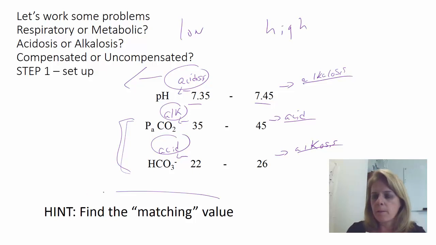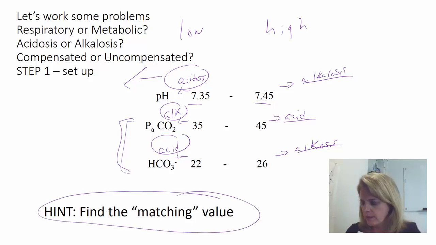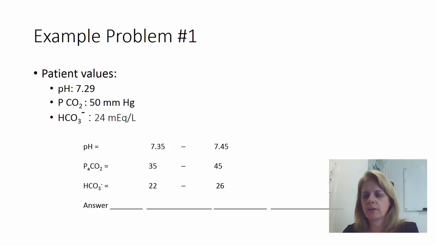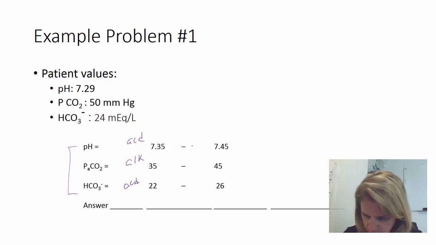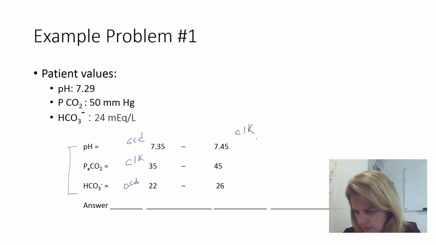Then we're going to start looking for matching values. That's the next step. So how do we do this? Let's actually work a patient problem. Here's what we have to set up. What did we say? Acidosis, alkalosis, acidosis, alkalosis, acidosis, alkalosis. That's the first thing I always do.